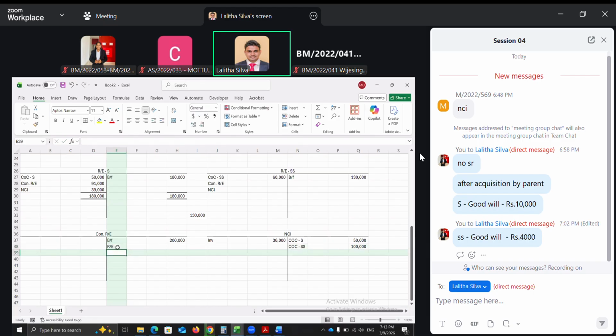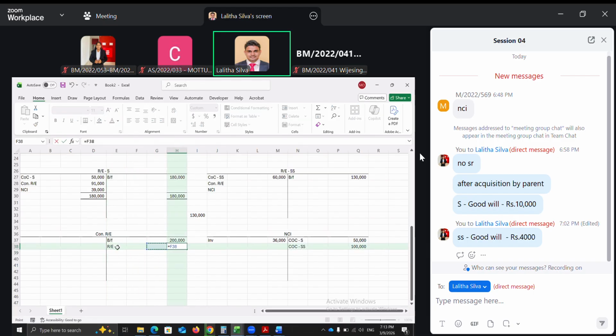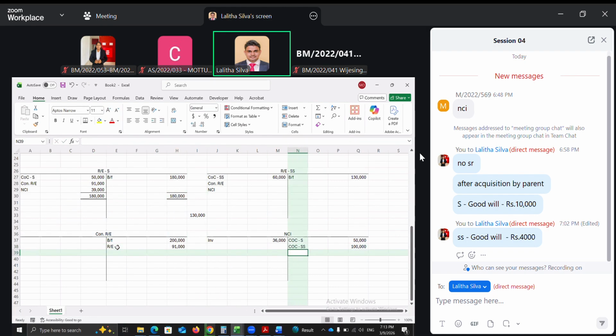Retained earnings of S, 91 million to the consolidated retained earnings, and to the NCI it's 39 million. Okay. Now let me know the two figures of retained earnings of SS.